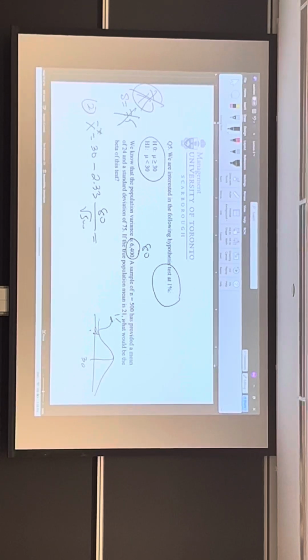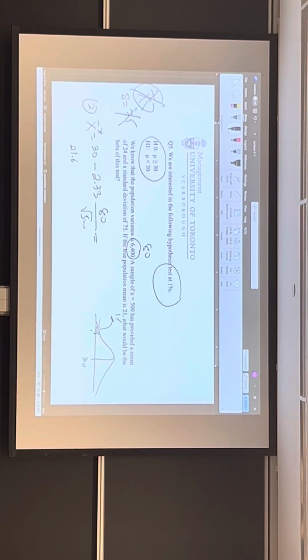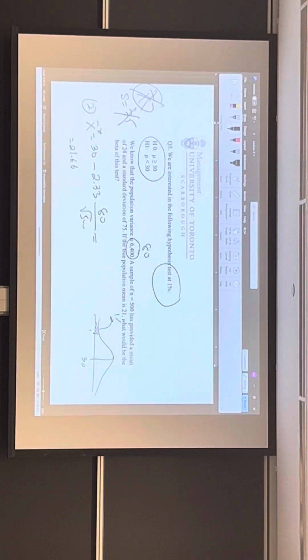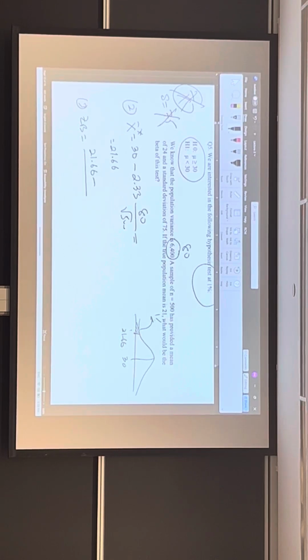What's the critical value on the original distribution? What's that number? 21.66. Now calculate zero beta, which is 21.66 standardized by the alternative.